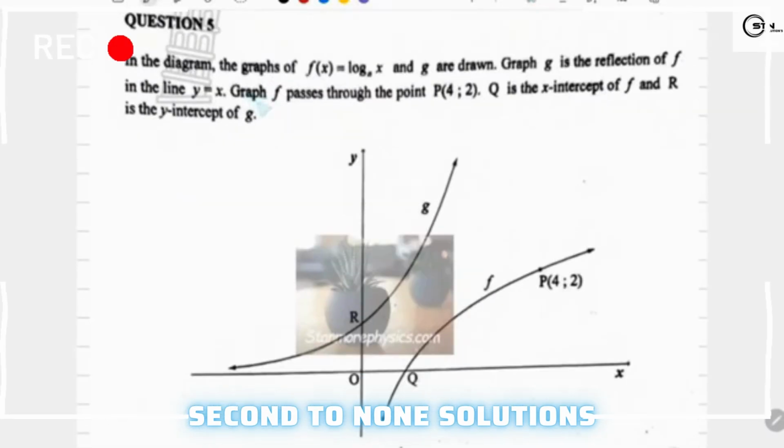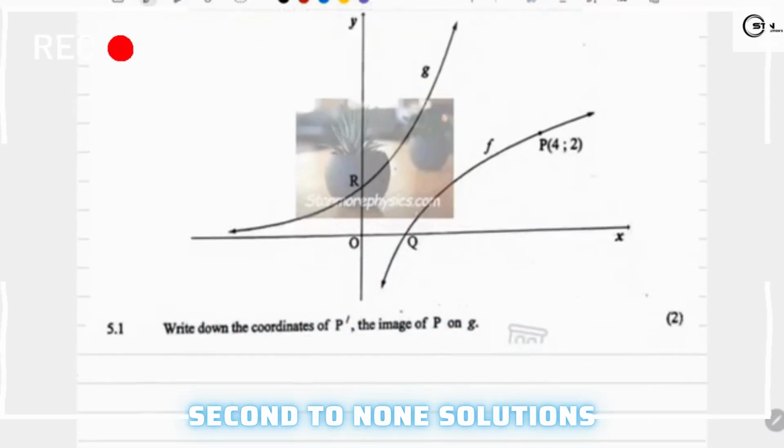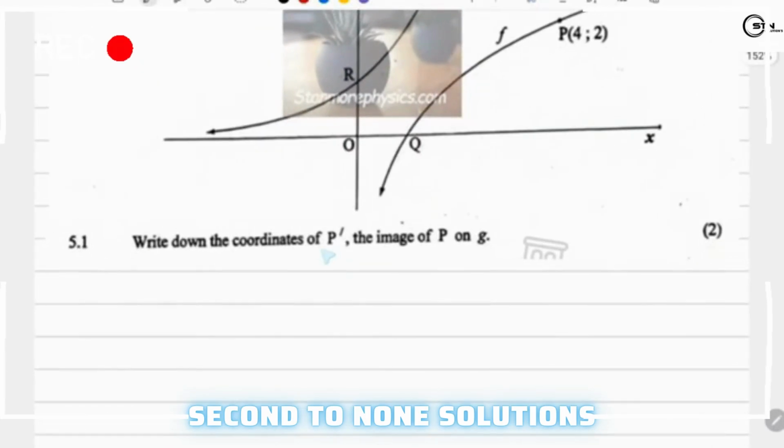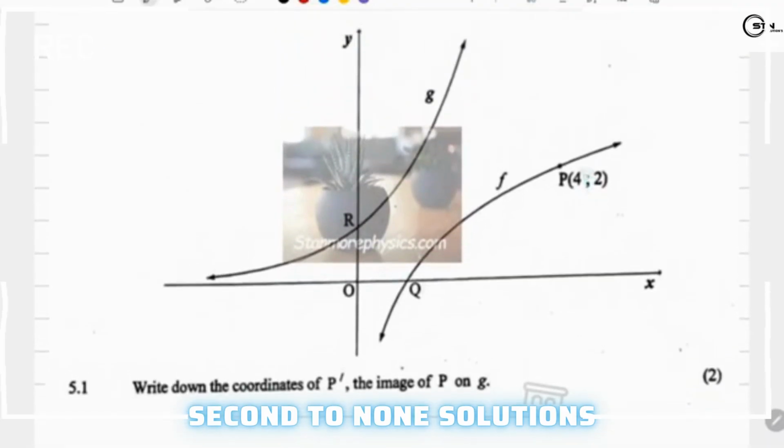Okay, then they tell us that graph f passes through the points P, which is (4, 2), and Q is the x-intercept of f, and R is the y-intercept of G. Okay, so they're just naming points that we have there. The first question, 5.1, says, write the coordinates of P prime, the image of P on G. Okay, so that's just the image of P on G.